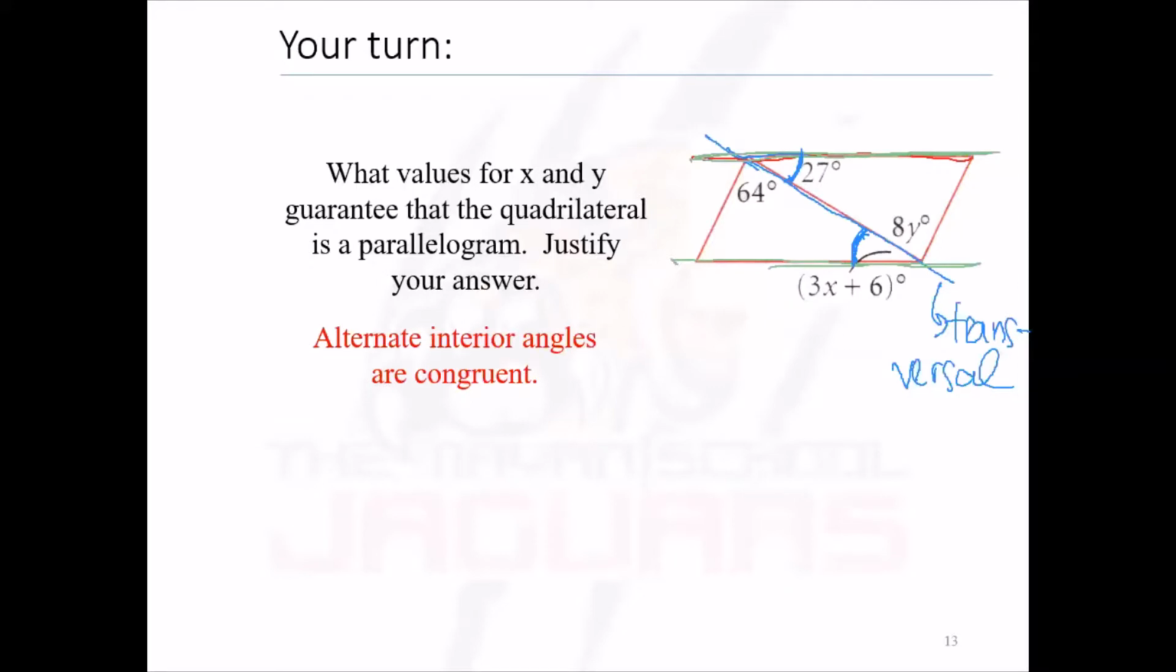So if they are going to be congruent, that means that I'm going to write two equations like I did before. I'm going to write the following equations. Let me begin with the one that I'm marking here. 3x plus 6 must be equal to 27. These angles are alternate interior angles.